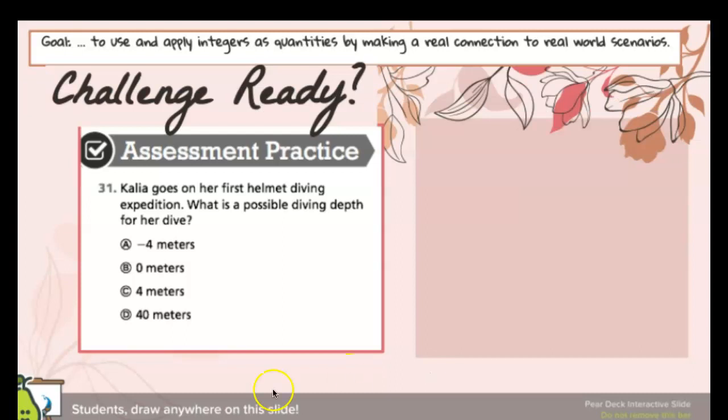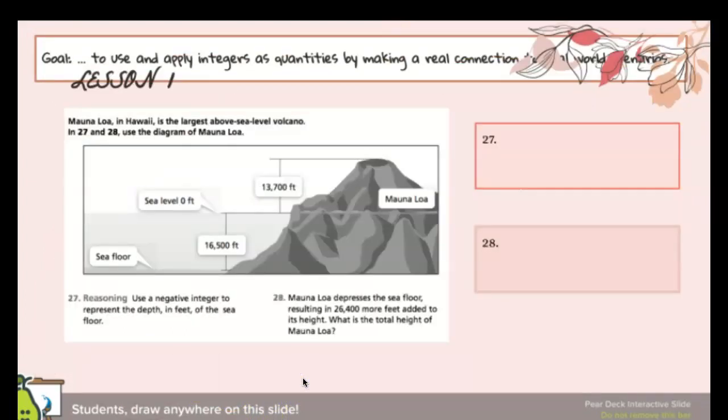Wait, can you go back? Okay, sure. I want to see something. Let me use a calculator to really see if it's 56,000. So that's 13,700, the one that we see because it's above the sea level, and the one below that is 16,500. And then something happened to the volcano that it depresses the sea floor. The sea floor compressed down more, adding this height of 26,400 more, right? So plus 26,400. So they were right, guys. That is 56,600 feet. All right, let me see something in the chat.